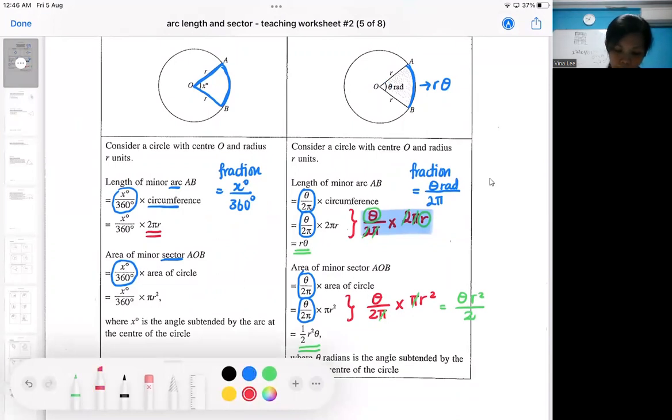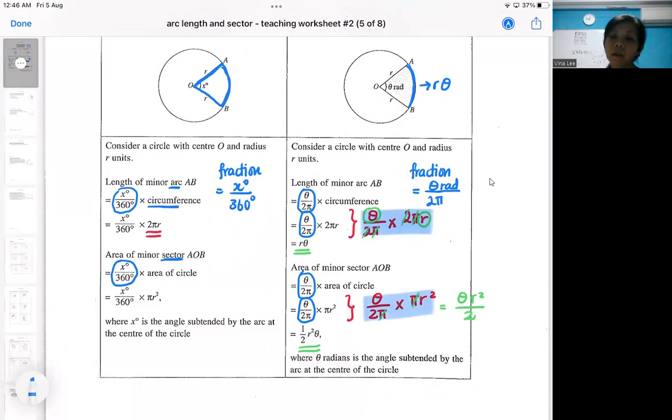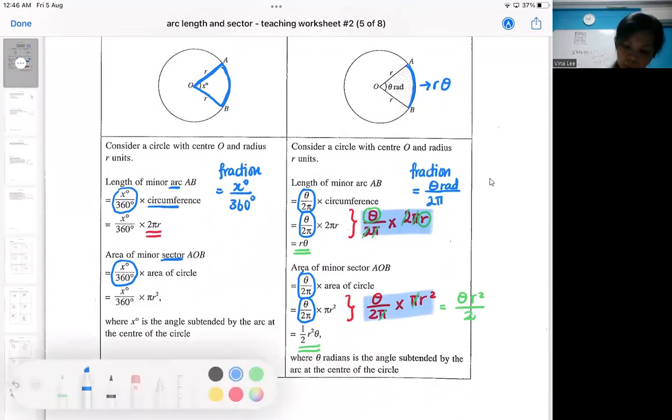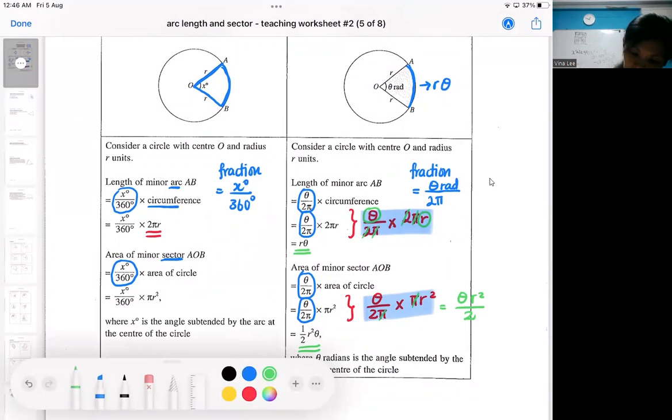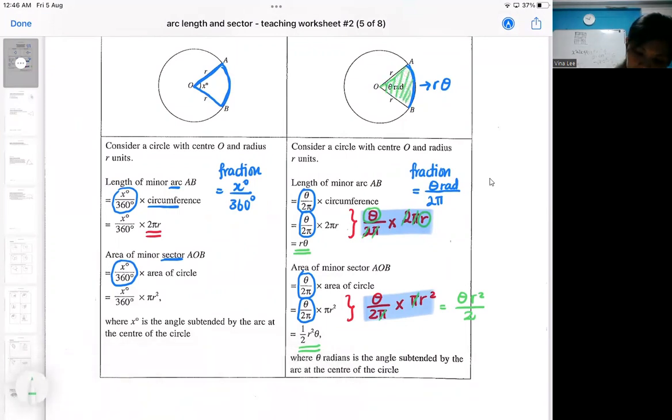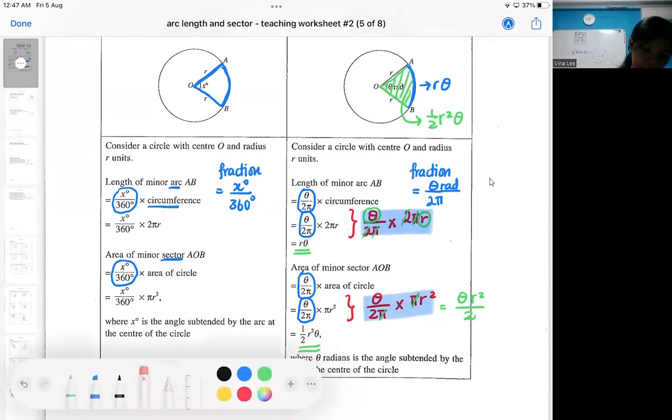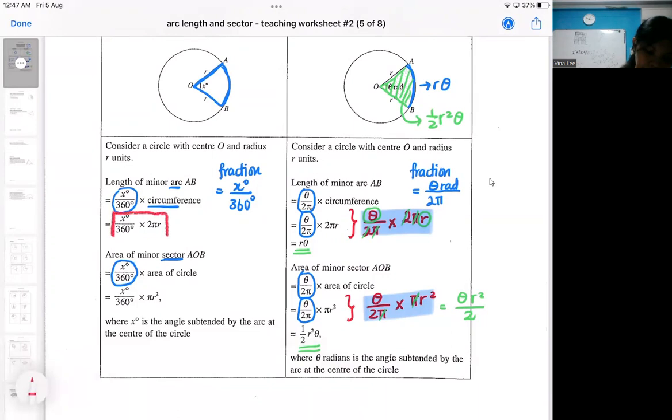Would you want to go through this, or would you want to go direct into the half r squared theta? So if I would like the whole area, this whole area will be half r squared theta. That means as long as the angle is in radian mode, we can directly use it. If the angle is in degree mode, you go back to your usual fraction of a circumference and fraction of a circle. So that was the one that you have been using. So stick to that if it's degree mode.